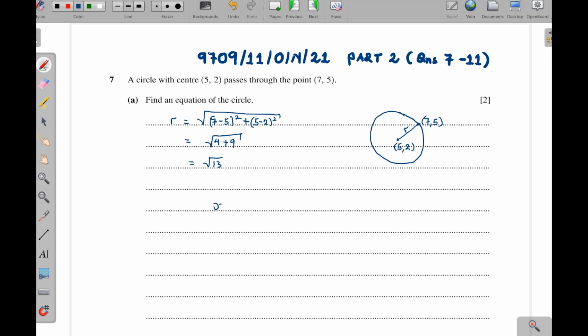So we shall have x minus, our center's x coordinate is 5, then the y coordinate is 2, and then this will be equal to root of 13. But remember, we have to square this, and that means our answer is going to be (x minus 5) squared plus (y minus 2) squared, which is equal to 13. So this is our answer.